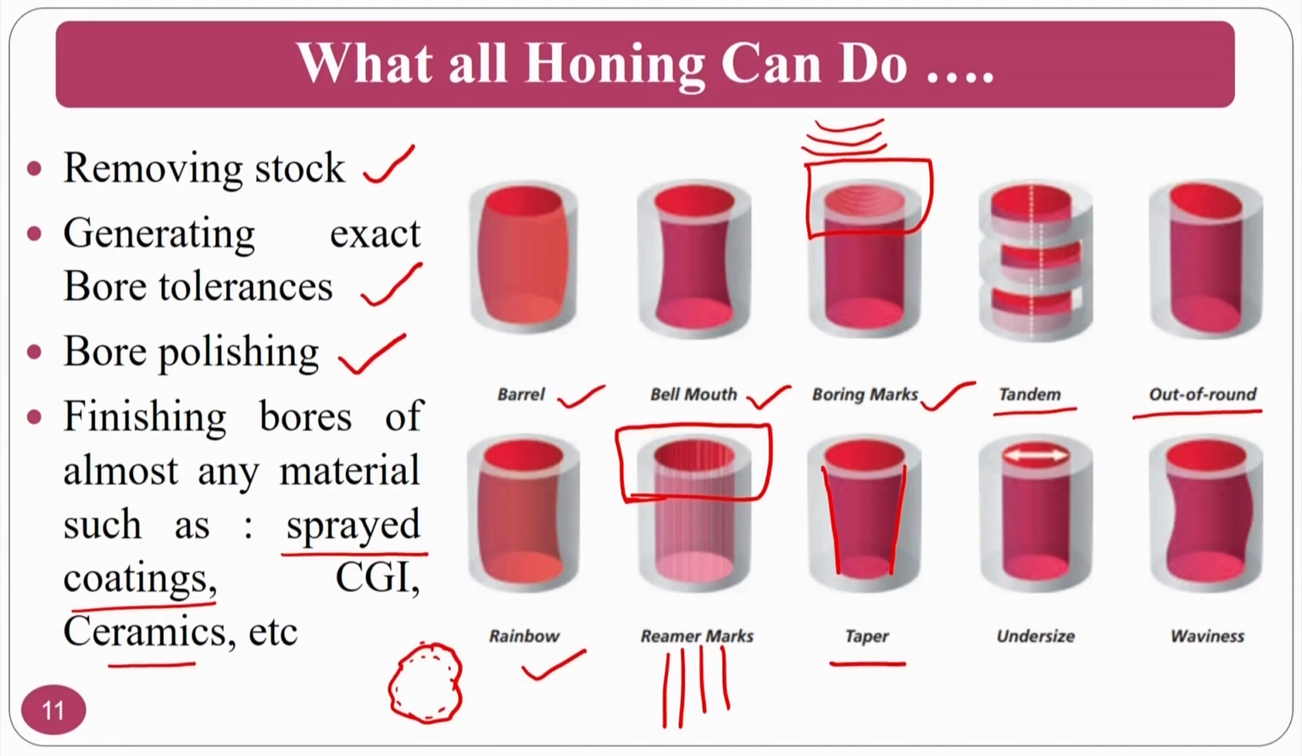That is nothing but the honing tool. Undersize, if you want to resize it to requirement, you can do. And waviness, there will be some correction it has to do to a perfect cylindrical structure, you can do. These are corrections that one can do using the honing process. That's why it has huge applications in many industries such as automobile, energy sector and other things.